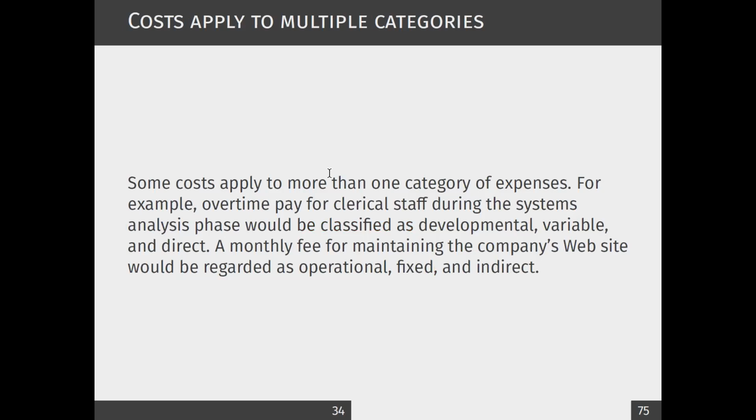Although we discussed a couple of ways of separating costs like this, remember many belong to other categories as well, right? So if you take overtime pay, you can use it as a development cost, right? And then you can say it's a variable and direct cost. Similarly, if you take a monthly fee, you can think of it as an operational cost, fixed cost, and indirect cost. So likewise, you can apply more than one category to expenses.